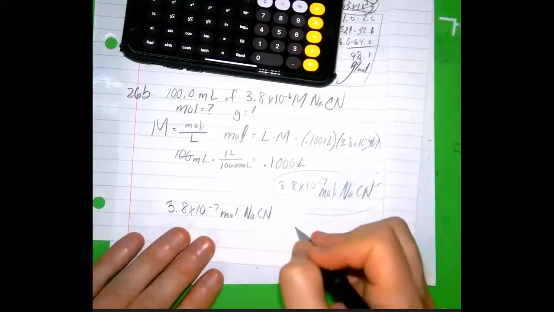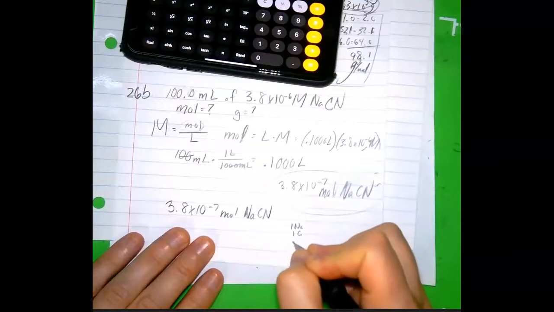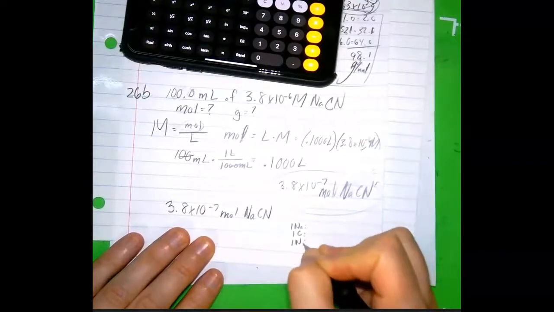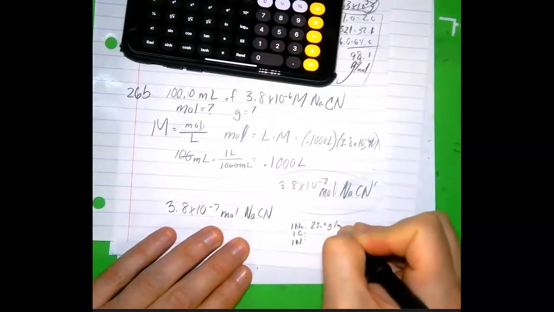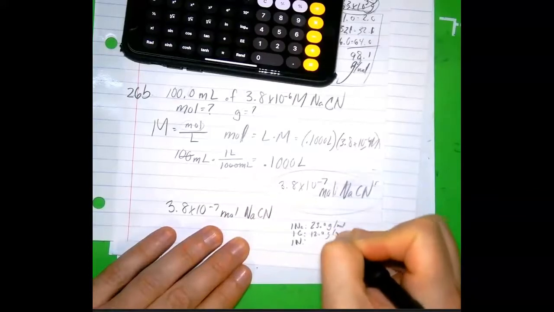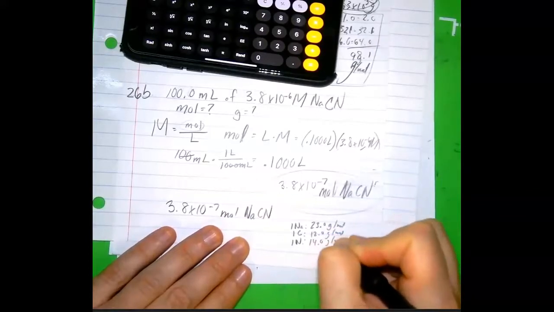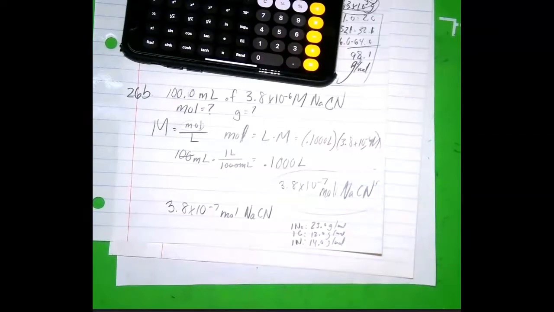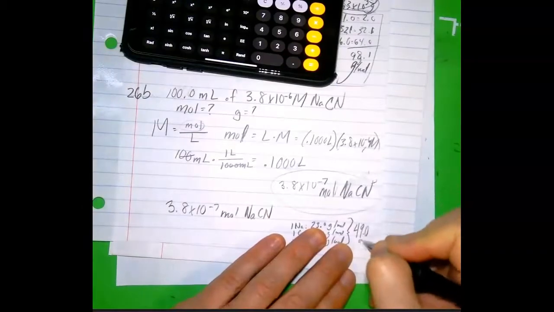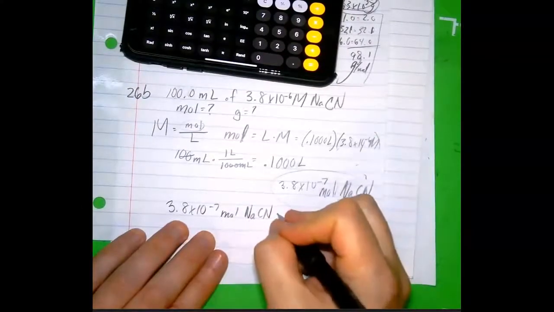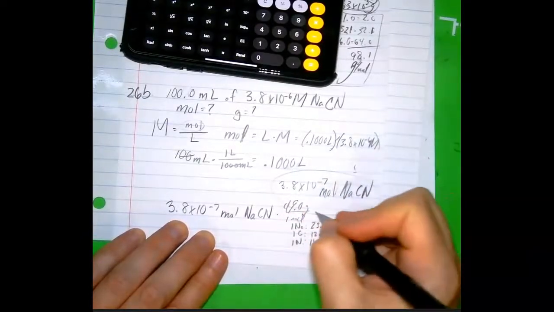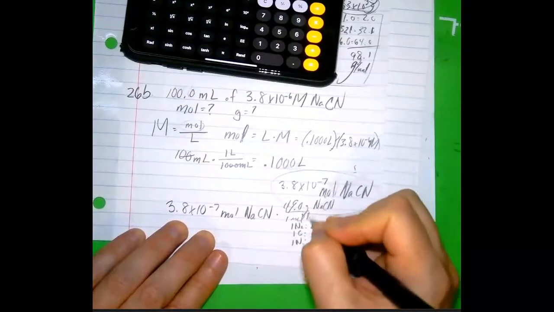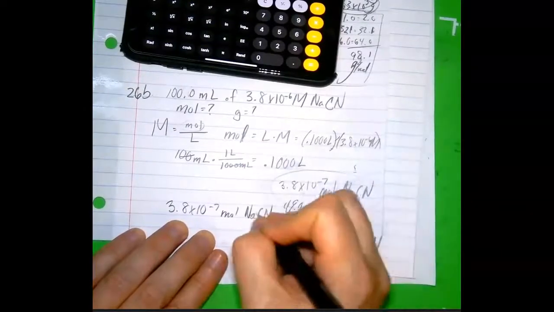So with some calculations, we have 1 Na, 1 C, 1 N. We have Na is 23.0 grams per mole, 12.0 grams per mole, 14.0 grams per mole. Okay. Add them all together, you get 49.0 grams per mole. So I'm going to convert this. For every 1 mole, there's 49.0 grams of NaCN. The moles cancel out, and I'm left with grams.